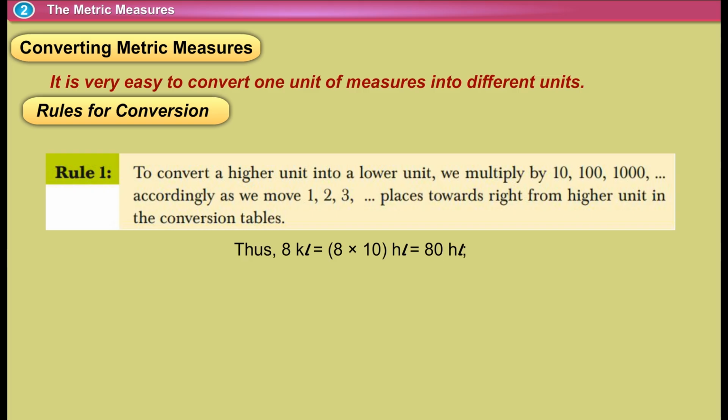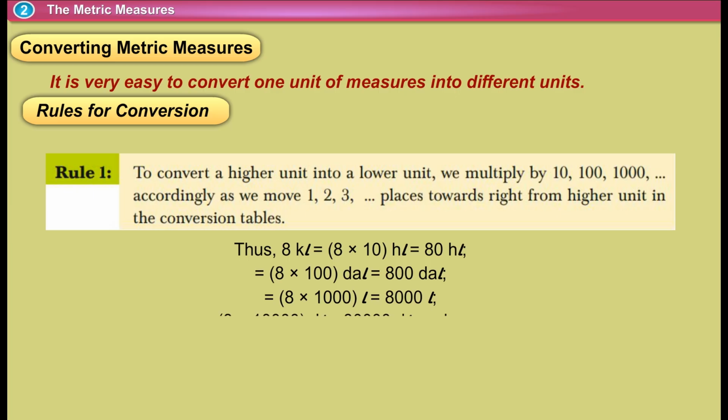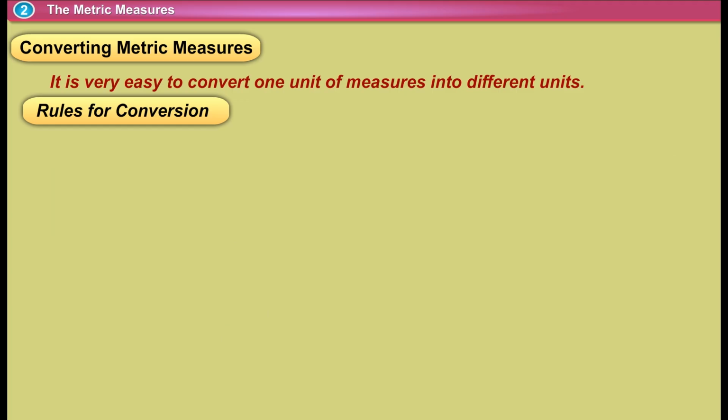Thus, 8 kiloliter is equal to 8 times 10 hectoliter, which is equal to 80 hectoliter, is equal to 8 times 100 decaliter, which is equal to 800 decaliter, is equal to 8 times 1000 L, which is equal to 8000 liters, is equal to 8 times 10,000 dL, which is equal to 80,000 dL, and so on.